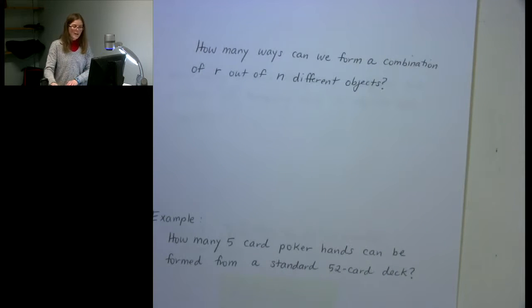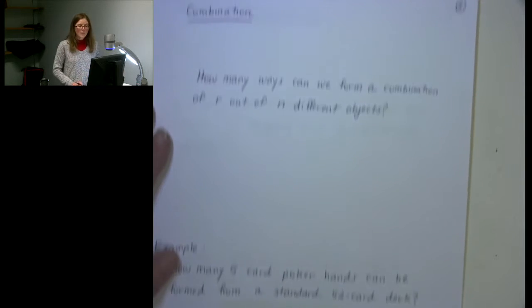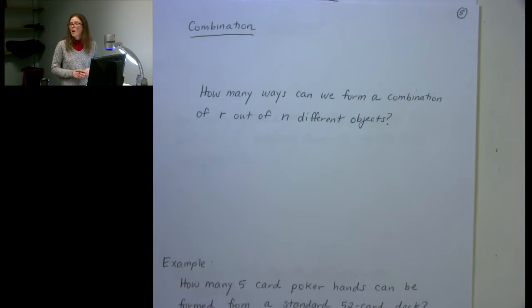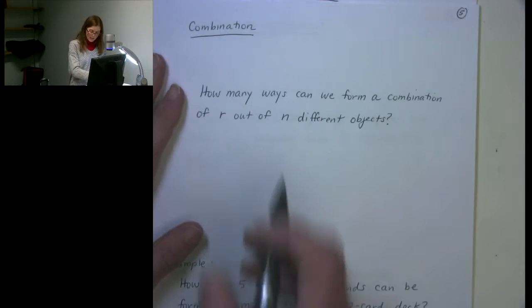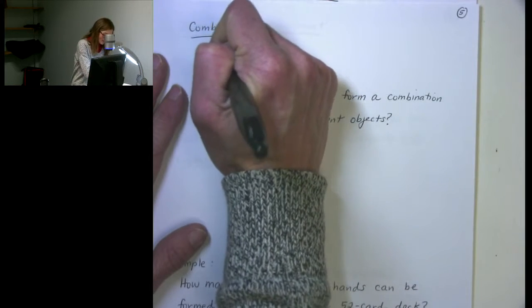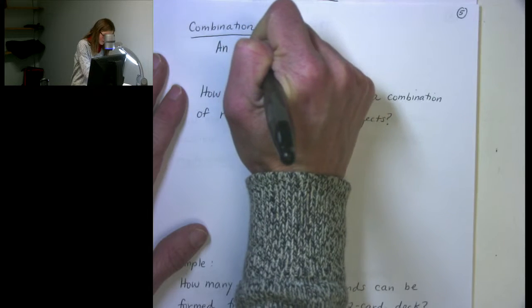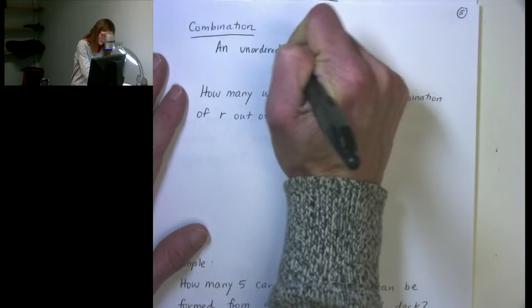So we talked about permutations being ordered selections of objects, right? Ways that we could put objects into an order. When we're not concerned about the order, but we're only concerned about which objects would be selected, that's when we're talking about a combination. So a combination is an unordered selection of objects.